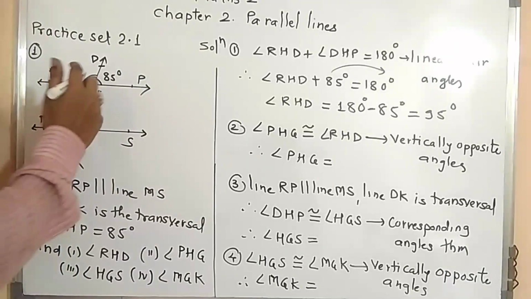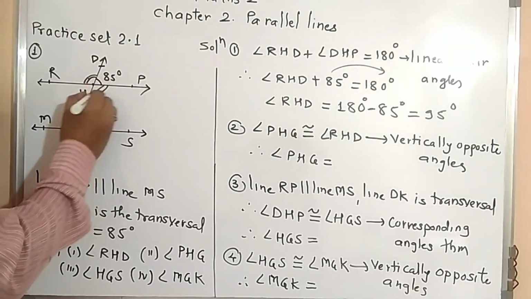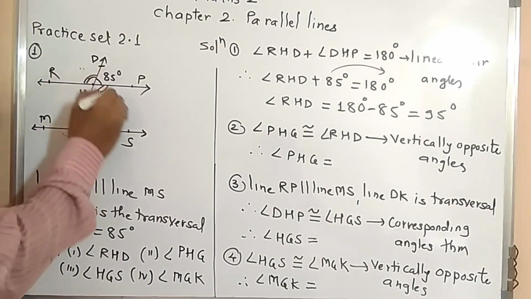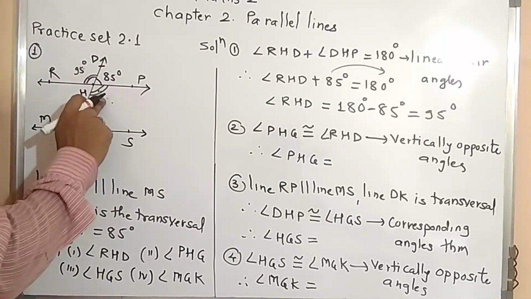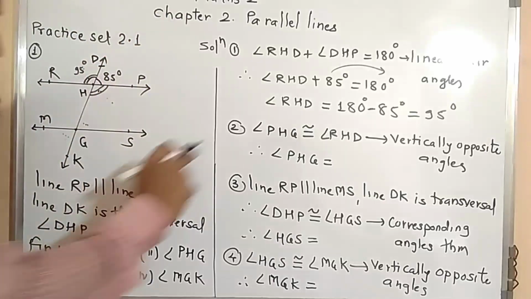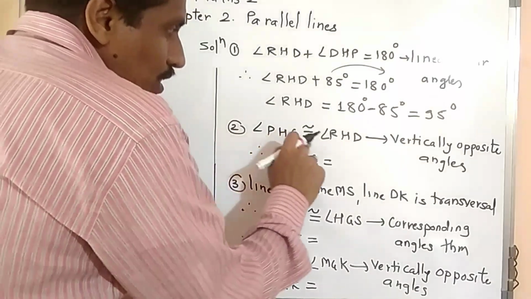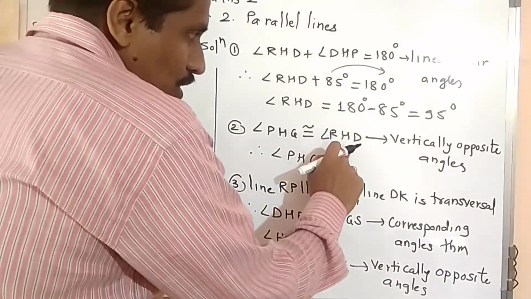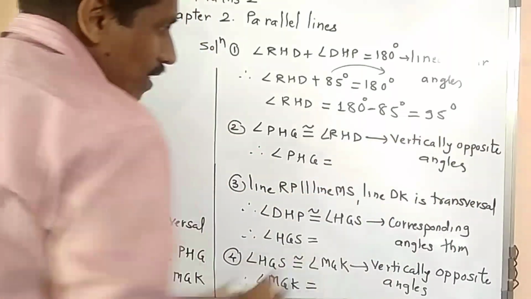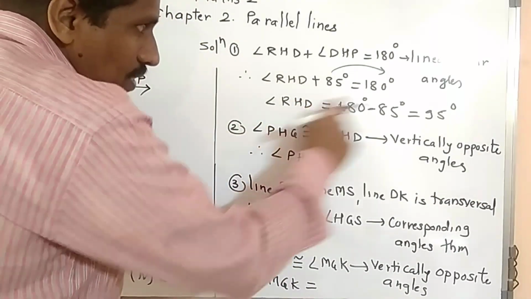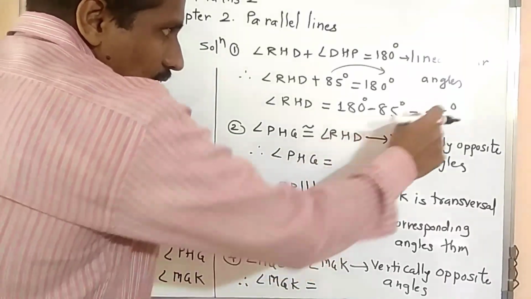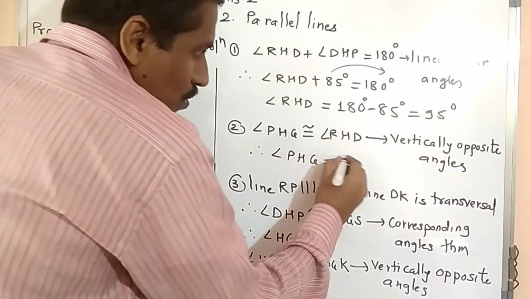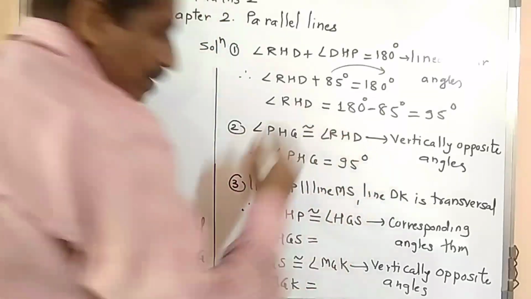Now, PHG. Look at the figure. This angle and this angle are vertically opposite angles. I am getting 95 degrees, so definitely this will also be 95 degrees. Reason: angle PHG is congruent to angle RHD, vertically opposite angles. And from statement number 1, RHD is 95 degrees. Therefore, PHG is also 95 degrees.